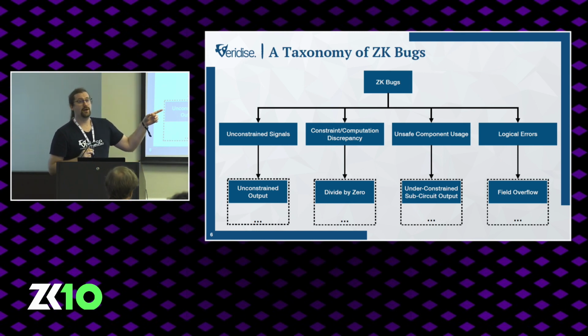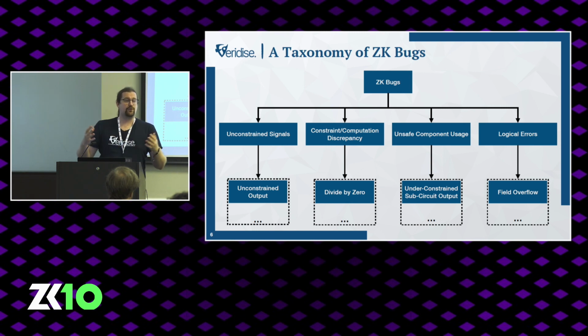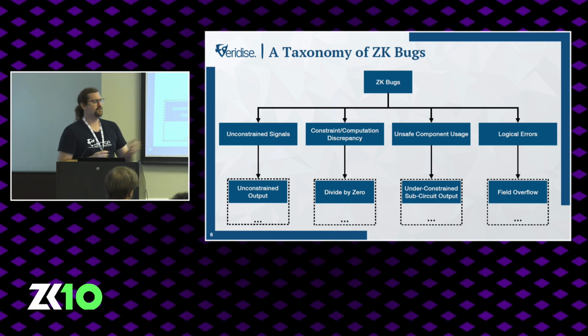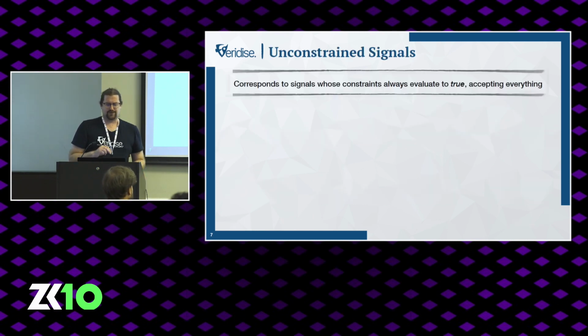And then finally, logical errors. This corresponds to cases where the user doesn't correctly understand the semantics of the programming language that they're using, and they introduce something like field overflows and stuff like that. But we'll go through each of these in a little bit more specifics, and also I'll show a couple of examples, and they're pretty easy. I'll ask you guys if you can find the bugs. It'll be great.